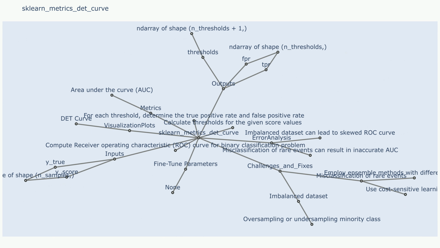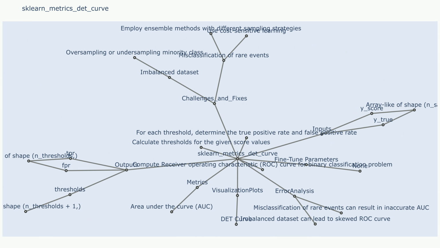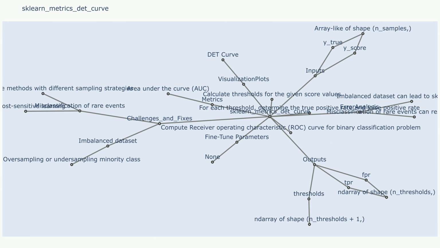Challenge 2: non-monotonic scores. Sample use case that resulted in challenge 2: in some cases, the predicted scores from the classifier might not be monotonically increasing, leading to unexpected behavior in the DET curve. Fixes to challenge 2. Ensure monotonic scores. Check the output scores from the classifier and ensure that they are monotonically increasing or decreasing. If not, consider using a different classifier or adjusting the model's parameters to obtain monotonic scores.